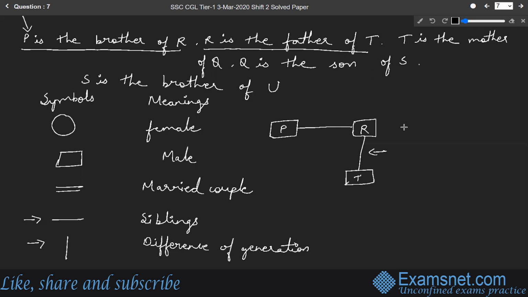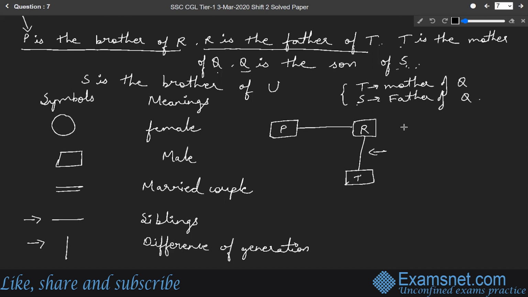All right. Now T is the mother of Q. Okay. T is the mother of Q, but Q is the son of S. See, the mother of Q is T and the father of Q is S, because it is given that Q is the son of S. So it means that T and S are husband and wife. I hope this concept is clear to you. Concentrate on these 2 sentences that T is the mother of Q, and again, Q is the son of S, means S is the father of Q. So it means that T and S have the same child which is Q.